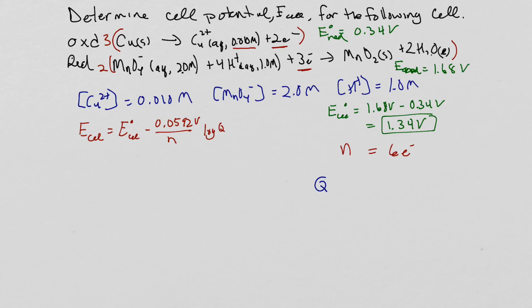So Q, of course, is products over reactants. How do I know what the product is and what the reactant is? Well, my products are what's being made, so that's going to be copper ions, and my reactants are what's being used, so in this case the permanganate and the hydrogen ions.